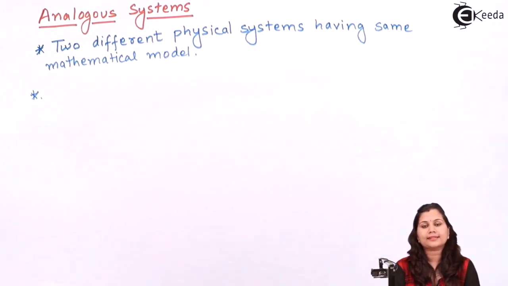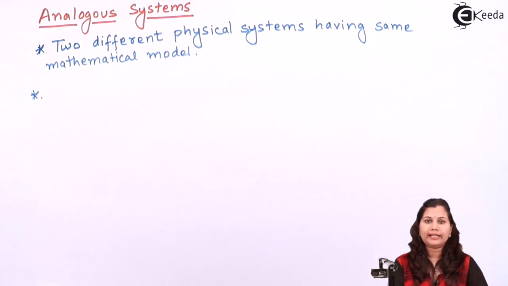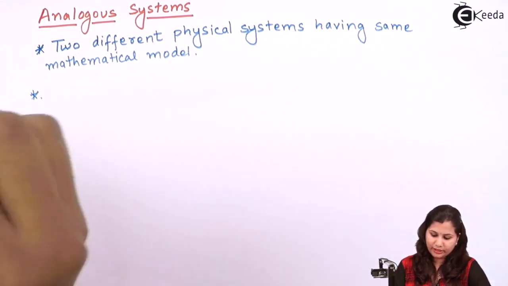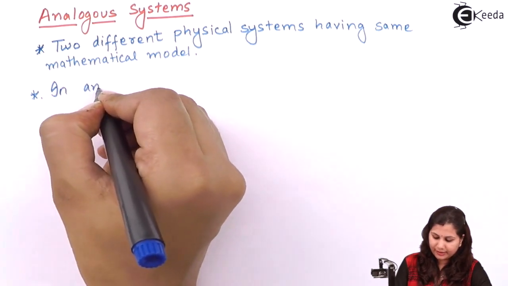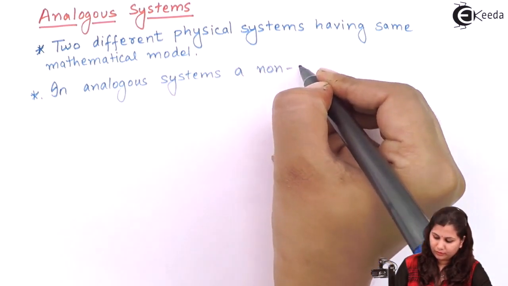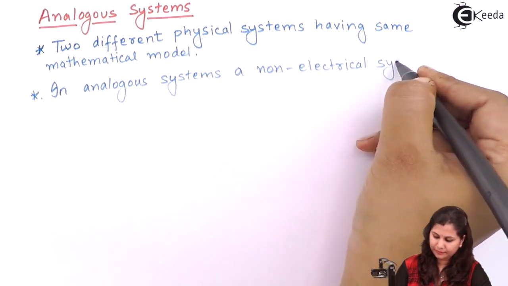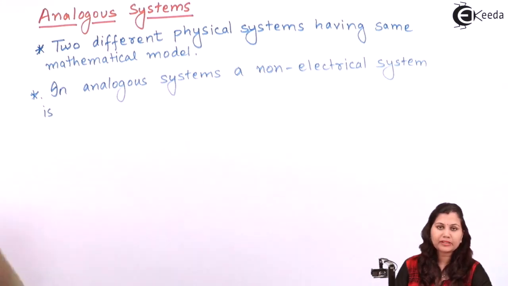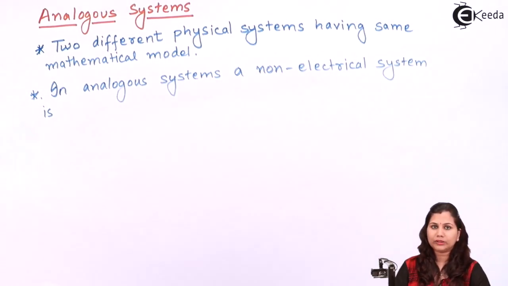So in analogous systems, we describe a non-electrical system in a way to represent it in the form of an electrical system, and those two systems will be called analogous systems. So in analogous systems, a non-electrical system is represented by its electrical counterpart.